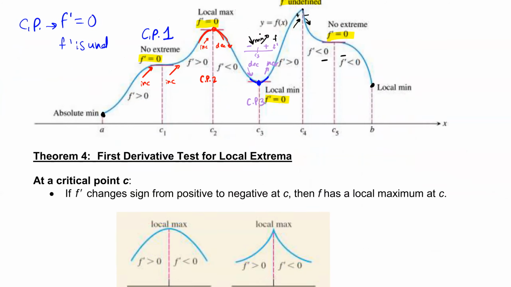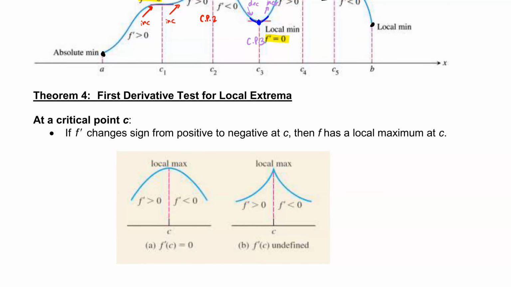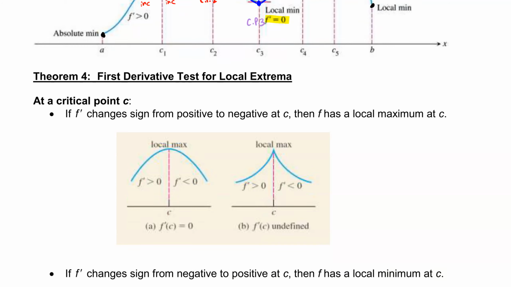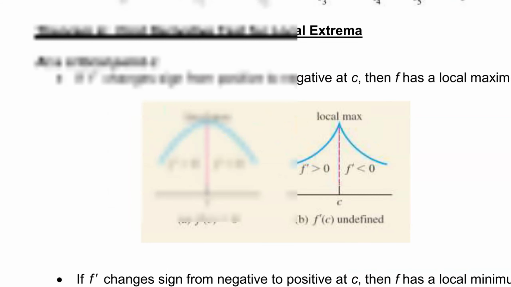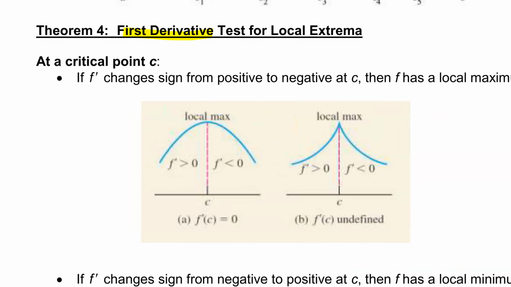So first, theorem 4, first derivative test for local extrema. This is what we've been doing. This is a review of 4.2. We find the first derivative. Wherever that's equal to 0, those are our critical points. And then looking at our derivative tells us if we're going to have a max or a min.